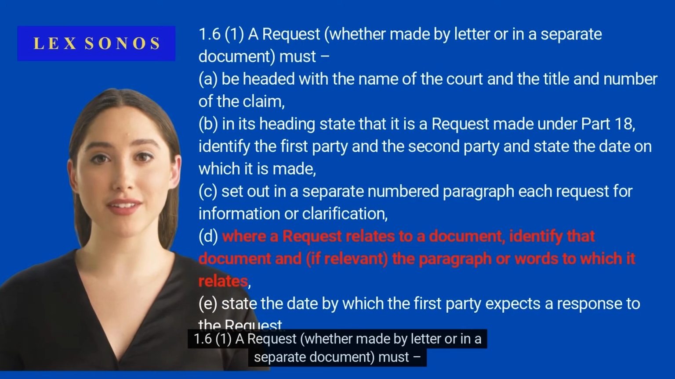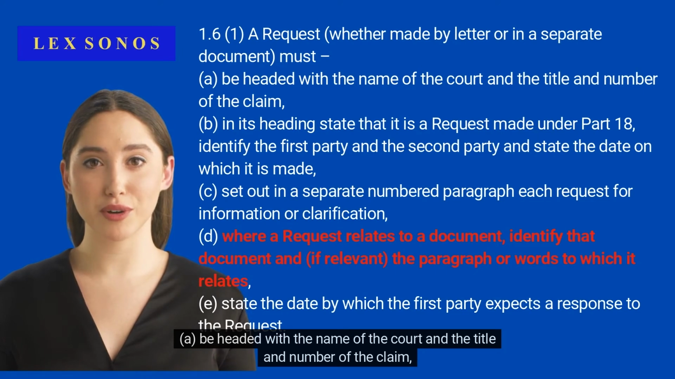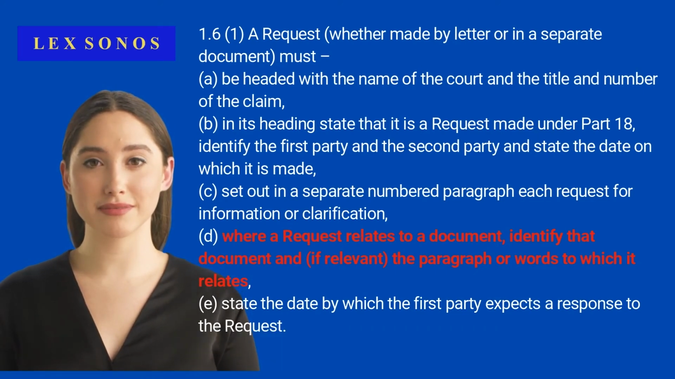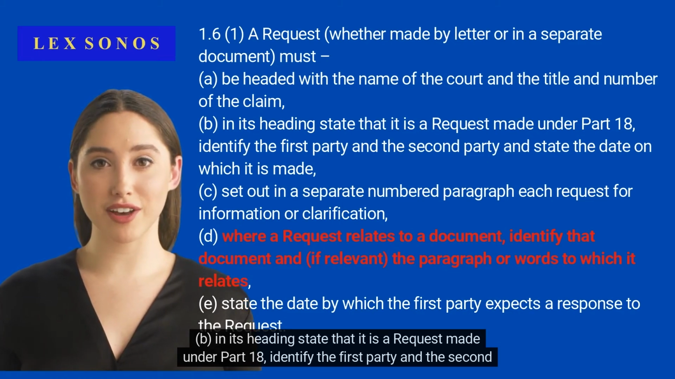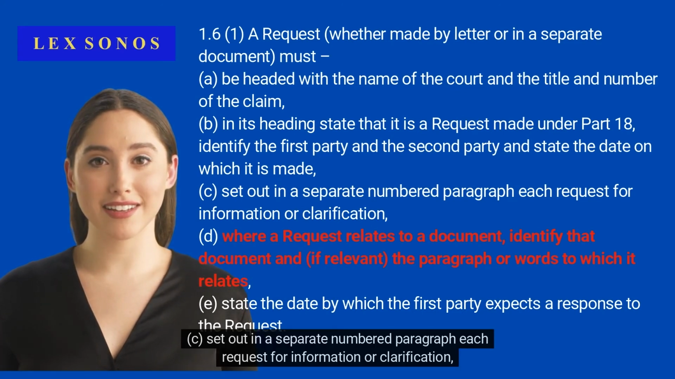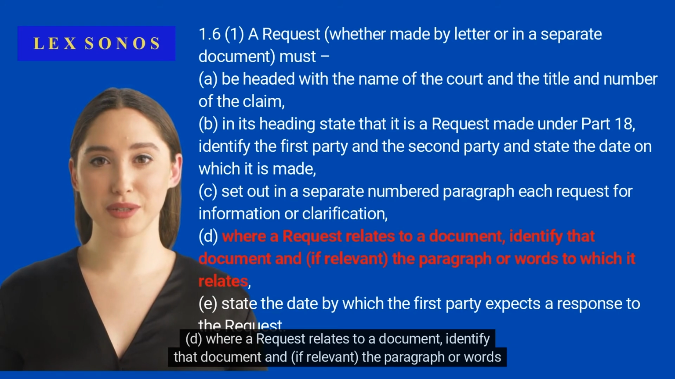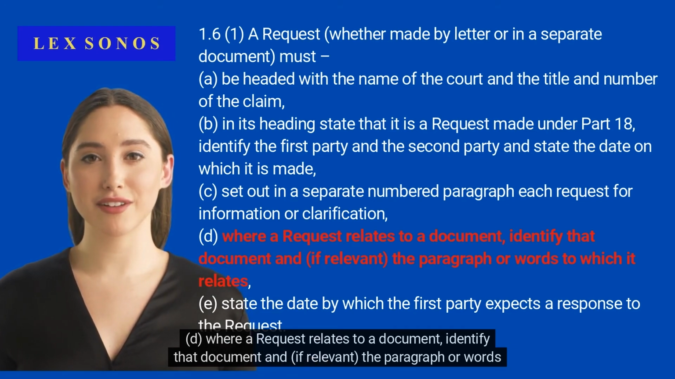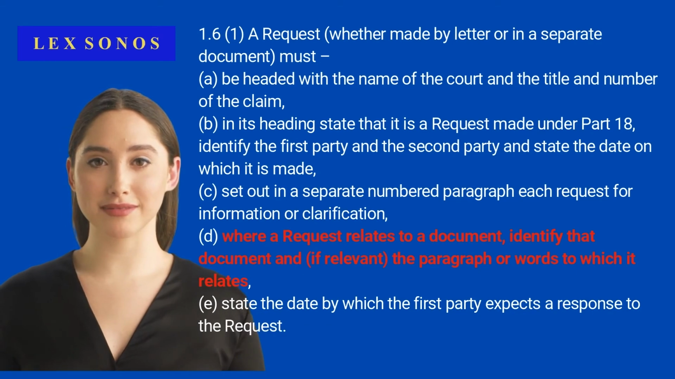1.6 1. A request, whether made by letter or in a separate document, must a. Be headed with the name of the court, and the title and number of the claim. b. In its heading state that it is a request made under Part 18. c. Identify the first party and the second party, and state the date on which it is made. c. Set out in a separate numbered paragraph each request for information or clarification. d. Where a request relates to a document, identify that document, and if relevant, the paragraph or words to which it relates. e. State the date by which the first party expects a response to the request.